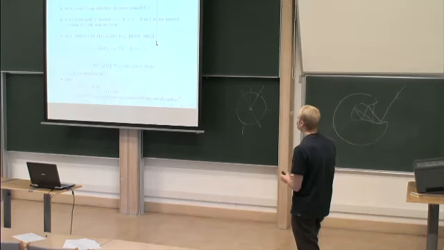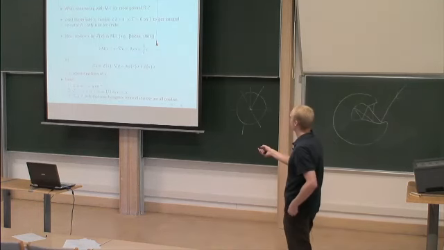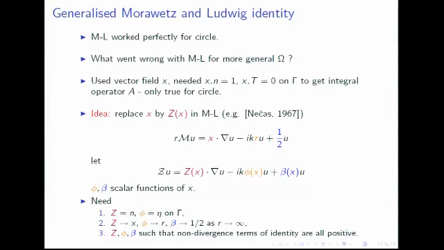So then what we thought was, since we need x dot n to be 1 and x dot t to be 0, where t is any tangent vector, and this is only true for the circle, why don't we replace x by some more general vector field z in the Morawetz and Ludwig identity? Here is the Morawetz multiplier M, and instead we said, let's choose some more general multiplier, curly Z, where we replace x by some general vector field z. And these scalars r and a half, we also replace by some more general scalar functions.